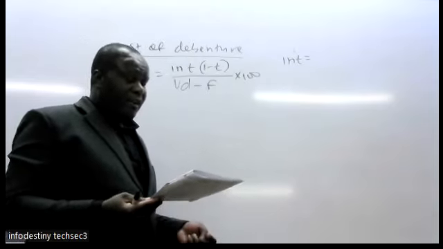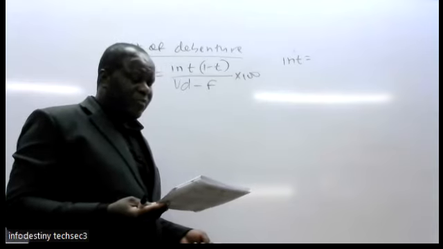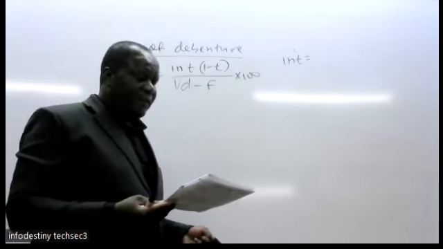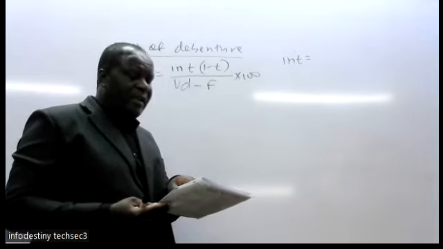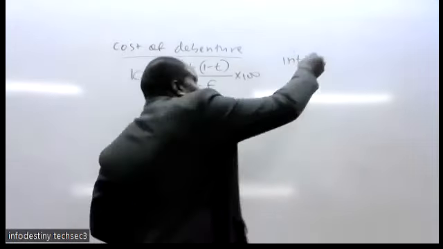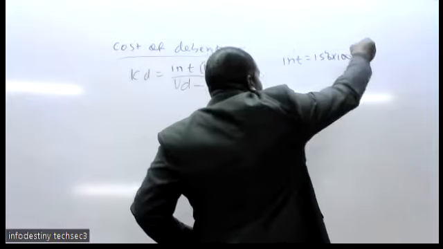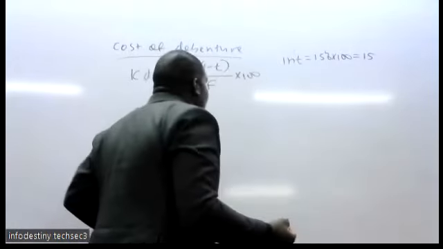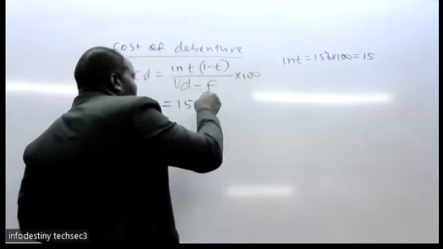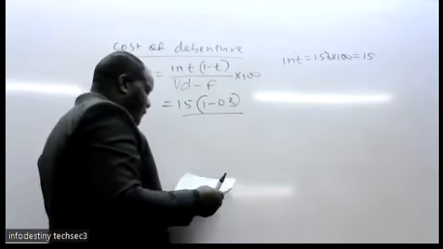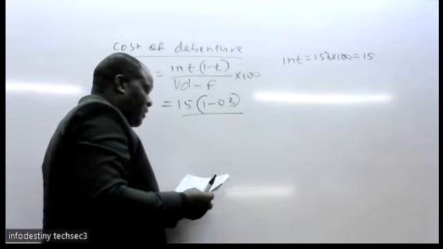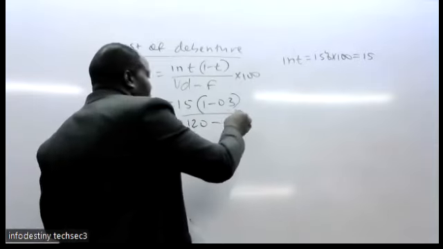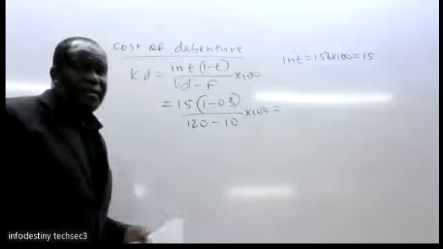Now we use the new one. A firm will issue a new 15% debenture at 120 with a flotation cost of 10 per unit. The par value of each debenture is 100. So we get 15% of 100, so you simply take 15 times one minus 0.3. The current value for that debenture is currently being issued at 120. Then you subtract the flotation cost, which was given as 10. Then express that as a percentage.